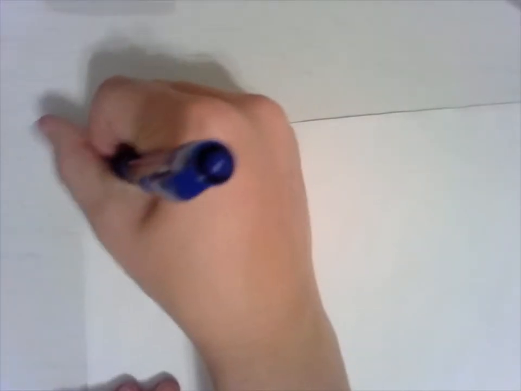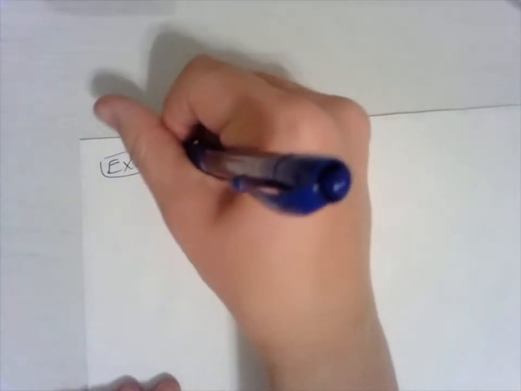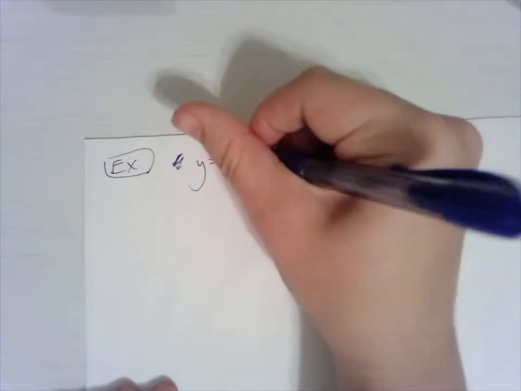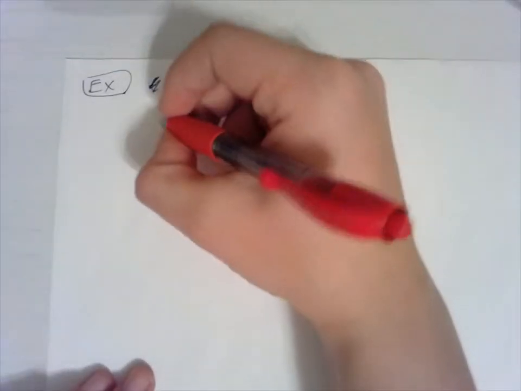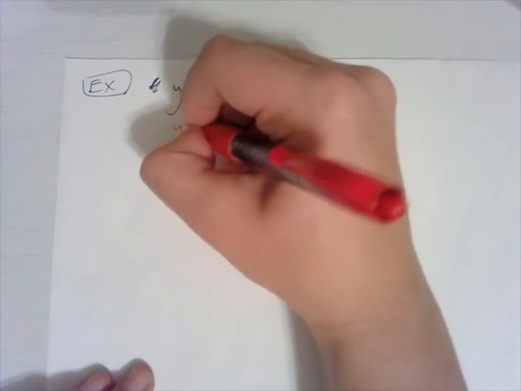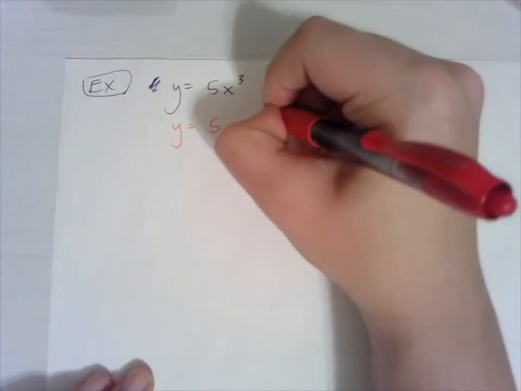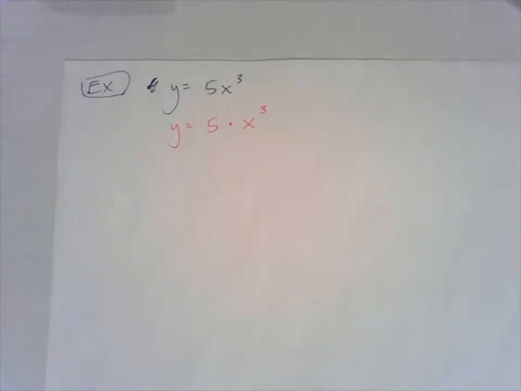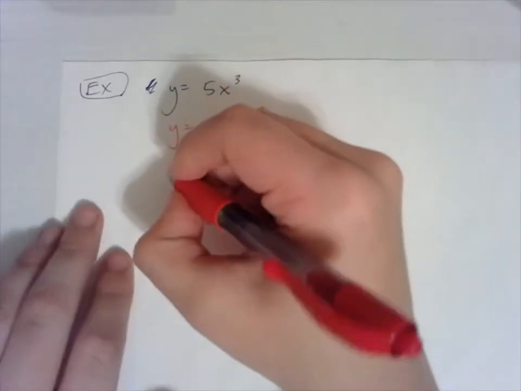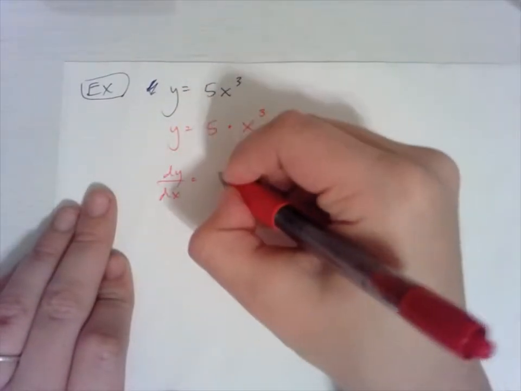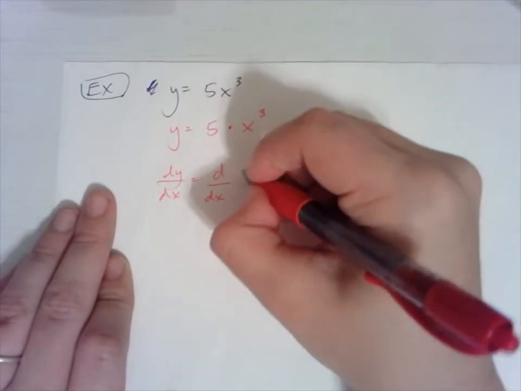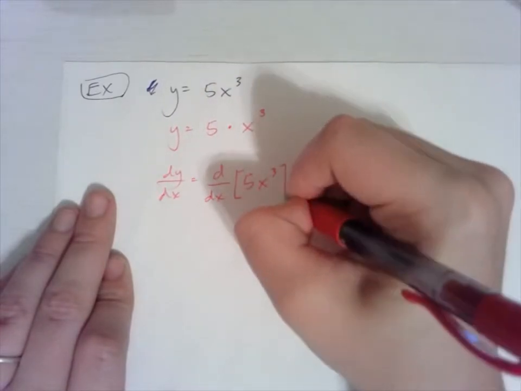Okay. Let's do some examples of this. So say that we had, let's use y. Y equal to 5x cubed. Well, it's clear that we have 5 times x cubed, so let's go ahead and use that constant multiple. If we were to take the dy dx, if we were to take the derivative of y with respect to x, we would set that up as the derivative of 5x cubed with respect to x.